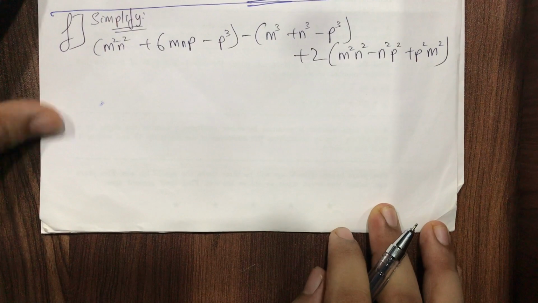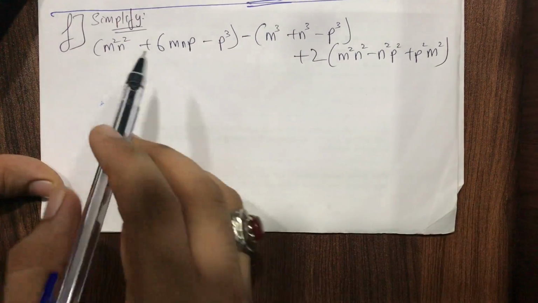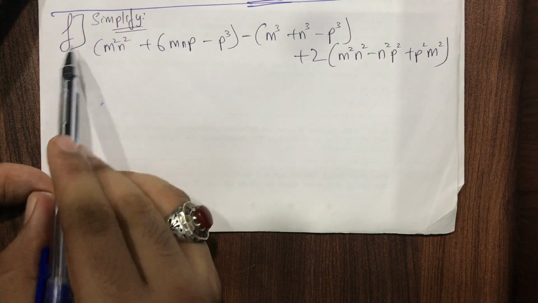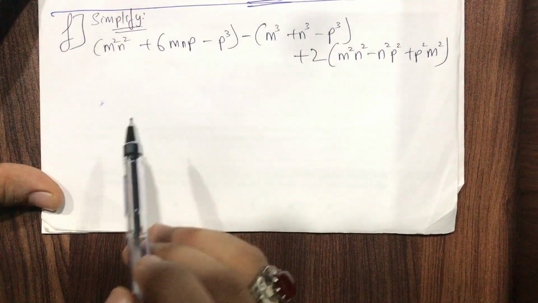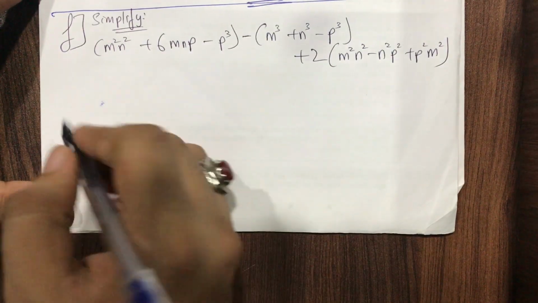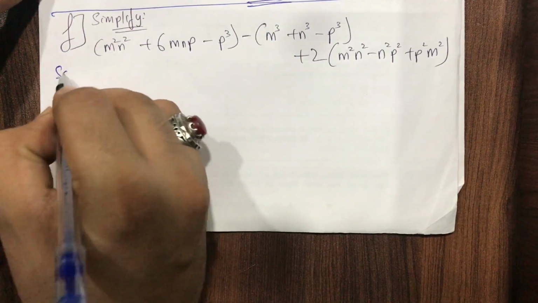Students, now the next question, the heading remains the same. It's question number 5, simplify, and sub question F. This is the question in front of you. Now I think you all know how to proceed. We just have to open up the brackets. Let's start with the solution part.